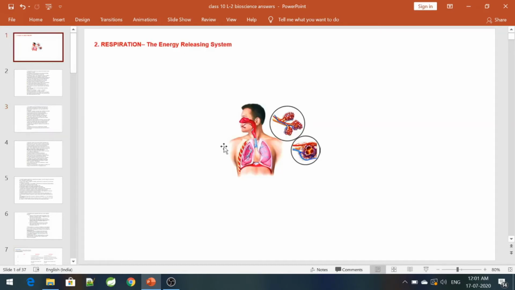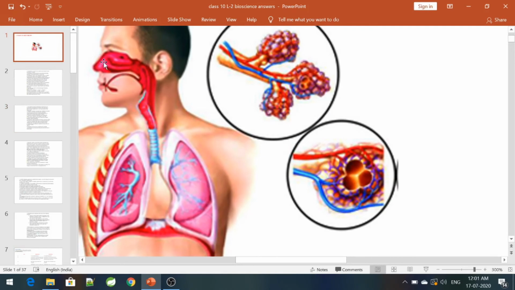See here in the diagram: nostrils, nasal cavity, larynx, then this is the trachea, and these two are the bronchi. This is dividing into two. Then these are again further divided into these small branches, which are known as bronchioles.